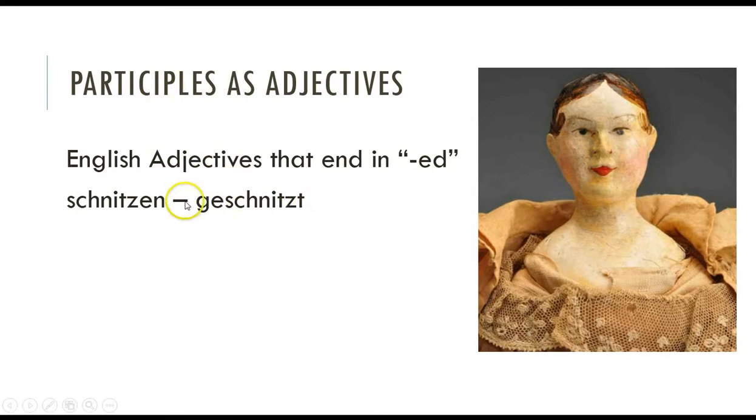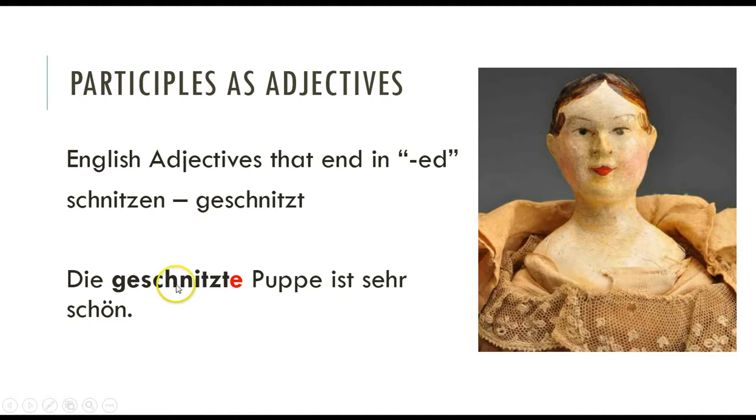So we can now say, instead of saying I carve the doll, we can say the carved doll is beautiful. So now we have that carved, that ed ending in English. So we have the past participle, geschnitzt, and we have in German what we have to worry about is this adjective ending. Now in this example, it's die geschnitzte Puppe ist sehr schön. So we're utilizing the der adjective ending chart.